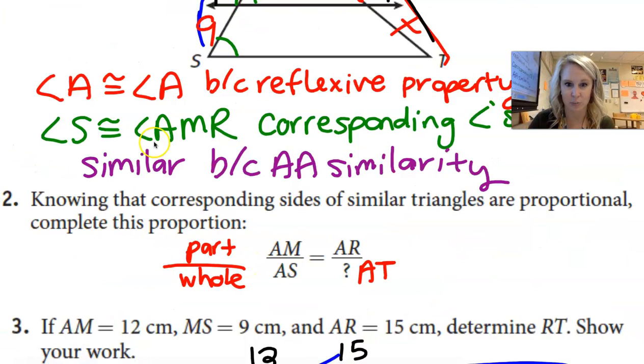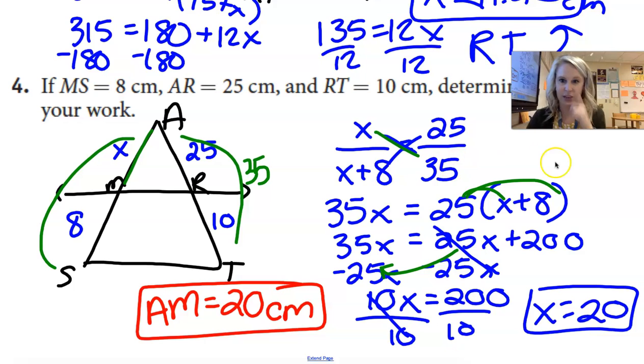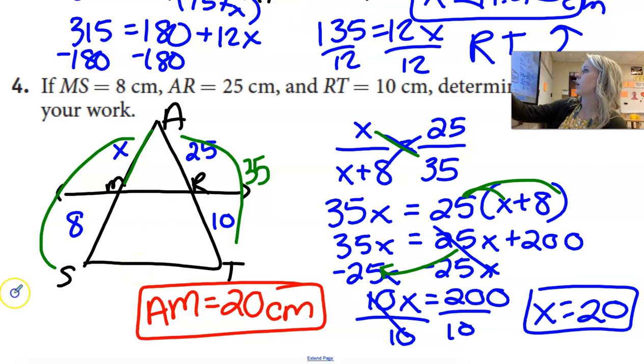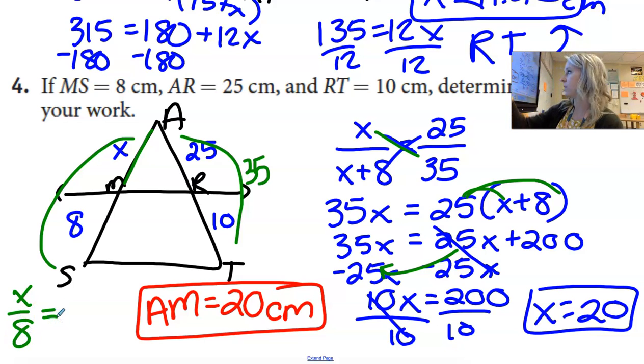So I'm going to go back to the problem that we just did. Okay, this was a crazy long problem. Now my shortcut tells me I don't have to do part over whole equals part over whole. I can just do part over part equals part over part. So let's do that and see if it works out. I'm going to do it in green. So I'd say part over part, so x over 8 equals part over part, 25 over 10. Now if this works out, I should get 20.